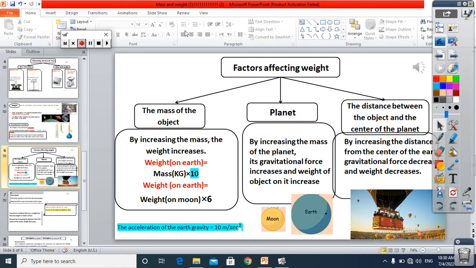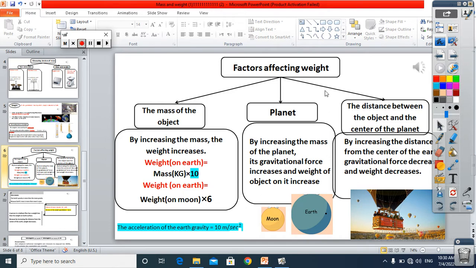The first factor is called mass. Of course, the mass is affecting the weight. How? By increasing the mass, the weight will increase. Number 2, the planet.